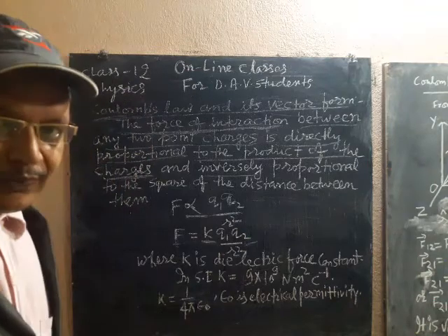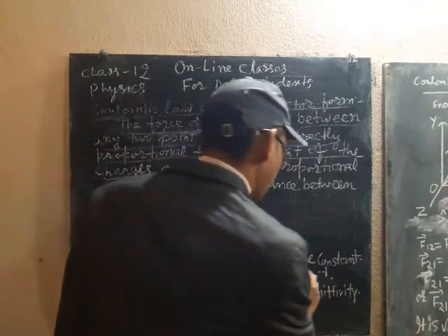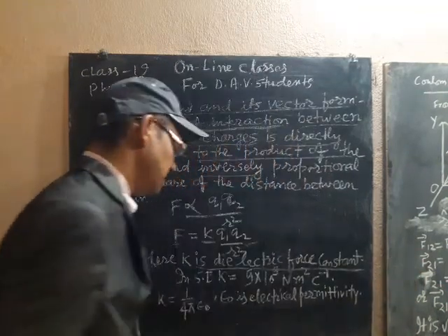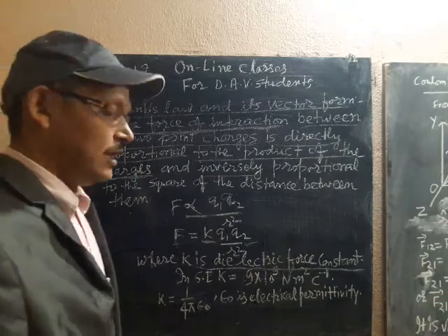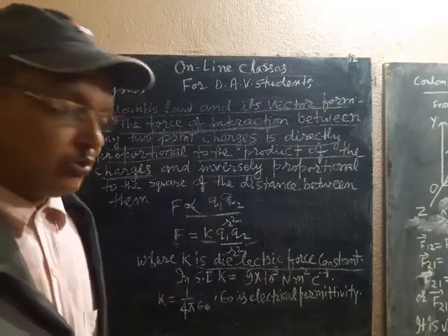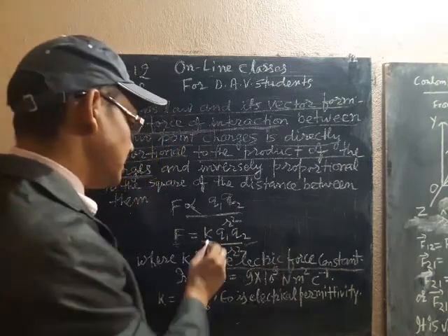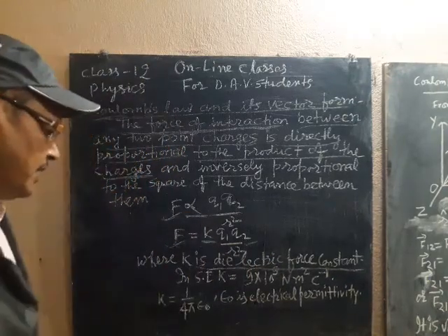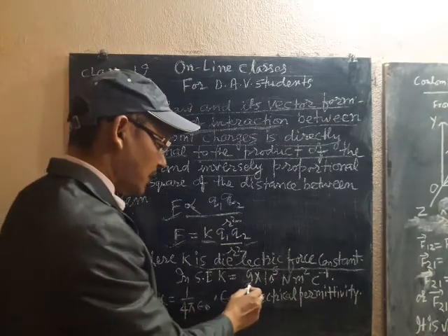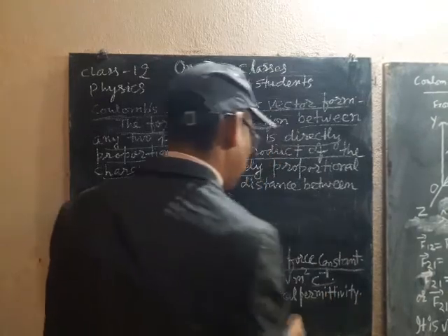Now, what is K? It is a question. K is the dielectric force constant, simply the dielectric constant. Simply try to understand there are two charges, and in this case this law is applicable. In SI, K is equal to 9 into 10 to the power 9 Newton meter square per Coulomb square.